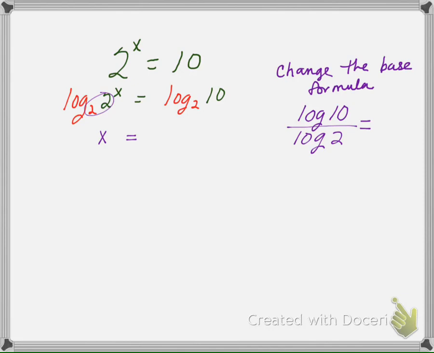3.322. We would want to round that to 3 decimal places. So we'd have to look at the 4th decimal place to decide what the 3rd decimal place should do, and it would tell it to round up.